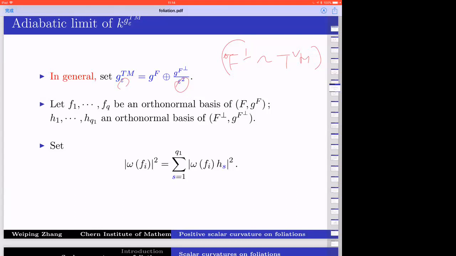To get a more precise formula, we take f_1 to f_q a local orthonormal basis of this integral bundle, and h_1 to h_q1 a local orthonormal basis of the transverse bundle. Then for any f_i, we take this number, because this is in the transverse bundle, so the norm squared is still well defined.